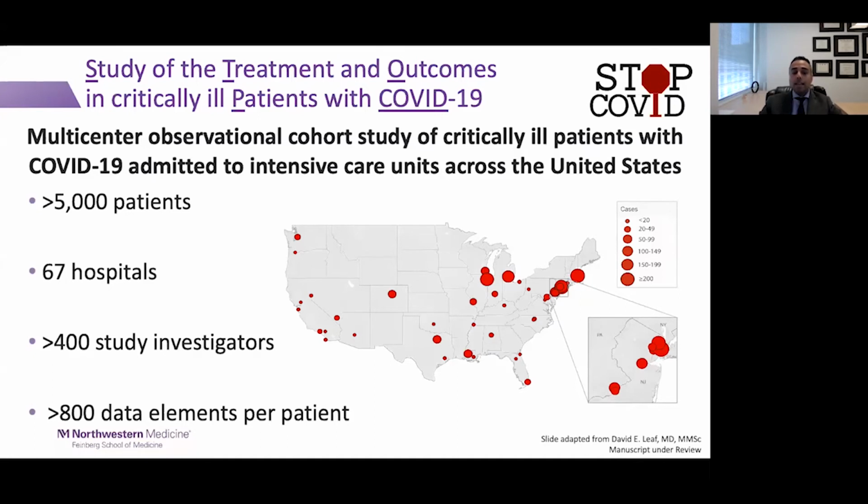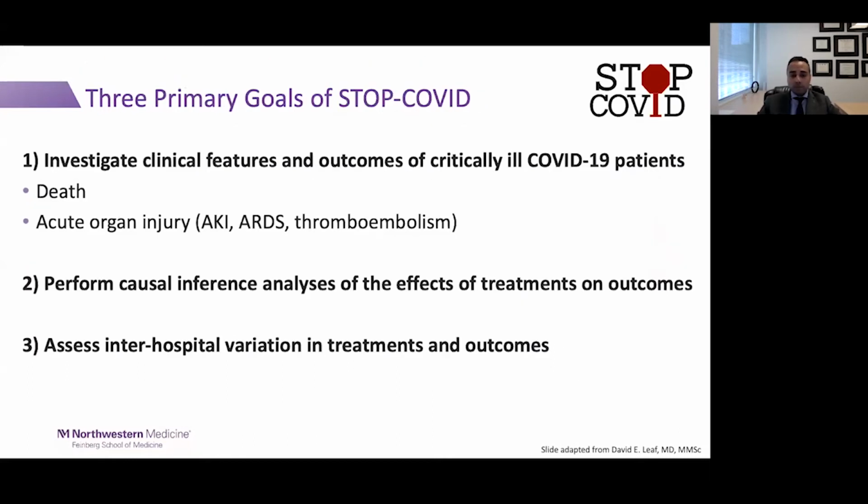What's different about this cohort is that we have a fair amount of granular data, as all the data elements were extracted manually from the patient's chart. So there's over 800 data elements per patient. Next slide. There are really 3 main goals of STOP-COVID. One, to investigate the clinical features and outcomes of critically ill COVID-19 patients, namely death and acute organ injury like acute kidney injury, acute respiratory distress syndrome, and thromboembolism. Two, to perform causal inference analyses of the effects of treatments on outcomes, and to assess inter-hospital variation in treatments and outcomes. And I'm going to share some data on bullet number 1 with you. Next slide.